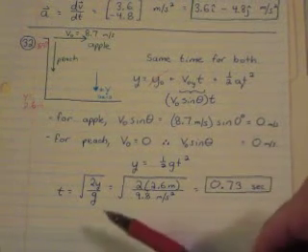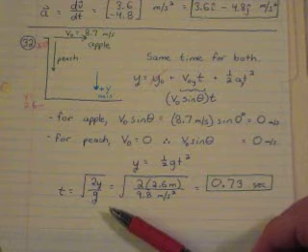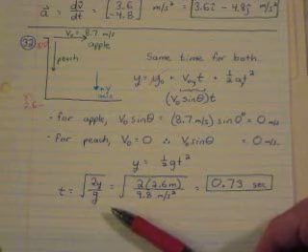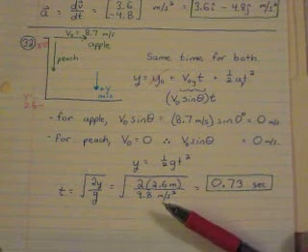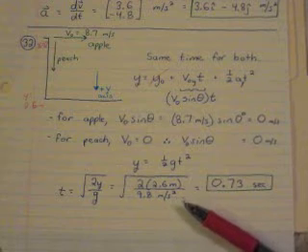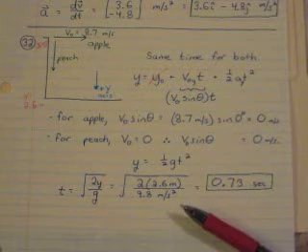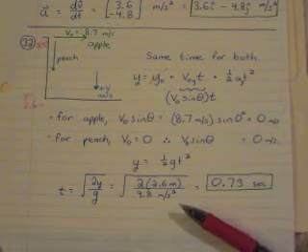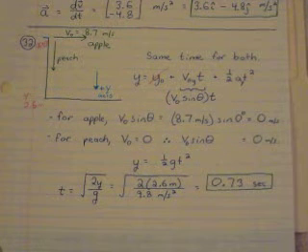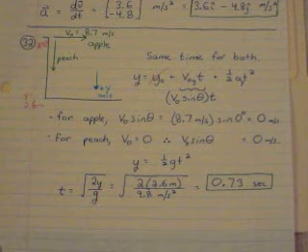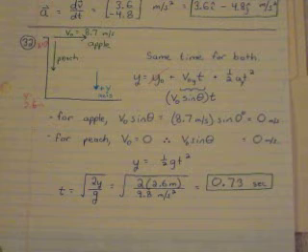So solving this for t gives us t equals the square root of 2y over g. Y is 2.6 meters. G is 9.8 meters per second squared. And so we get 0.73 seconds. That's how much time it takes for both of them to hit the ground.